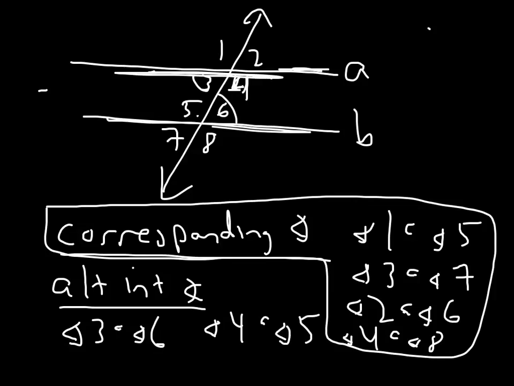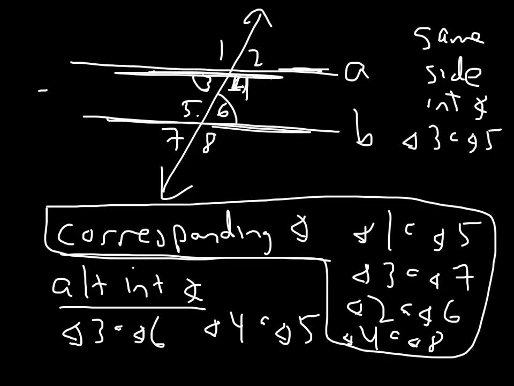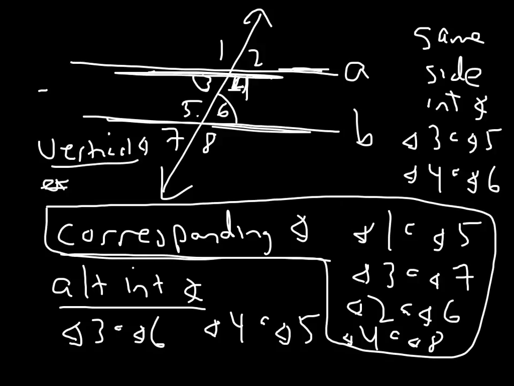And the last type are called same side interior angles. Once again, if they're interior, they're inside, so it's 3, 4, 5, and 6. They're on the same side of the transversal. There are two sets of those, and those are 3 and 5 and 4 and 6. Don't forget, you also want to think about vertical angles, such as 5 and 8, 6 and 7, 1 and 4, and 2 and 3. So for example, 5 and 8. We know vertical angles are equal.